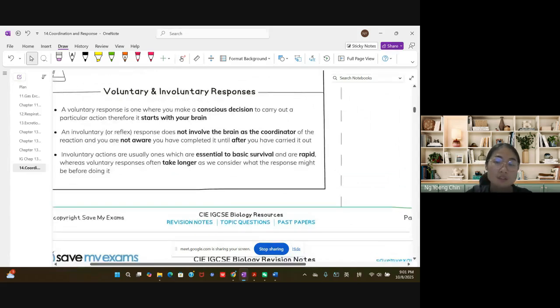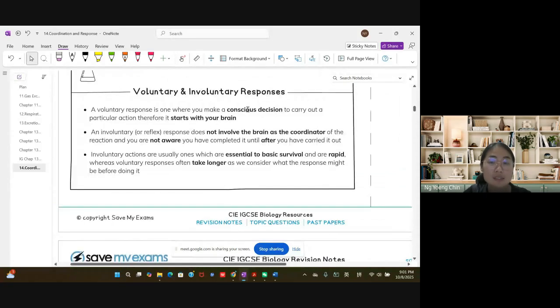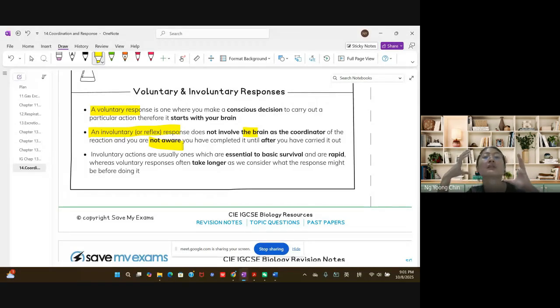When you make conclusions and conscious decisions, you carry out particular actions that start with your brain. So this is called voluntary. The involuntary response does not involve the brain as the coordinator, and you are not aware of it. For example, a voluntary response is that now you are listening to me, thinking, and imagining the process.